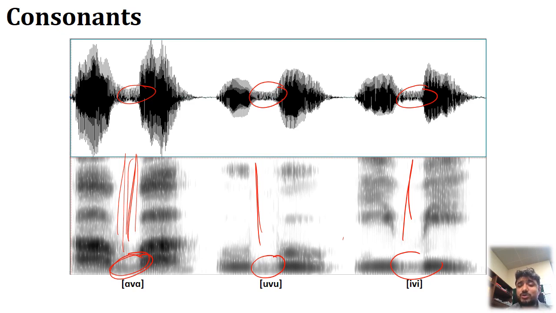This almost looks like a closure. Yes, it does. It's one of the difficulties of reading the spectrogram. We don't have a perfect answer in all cases.